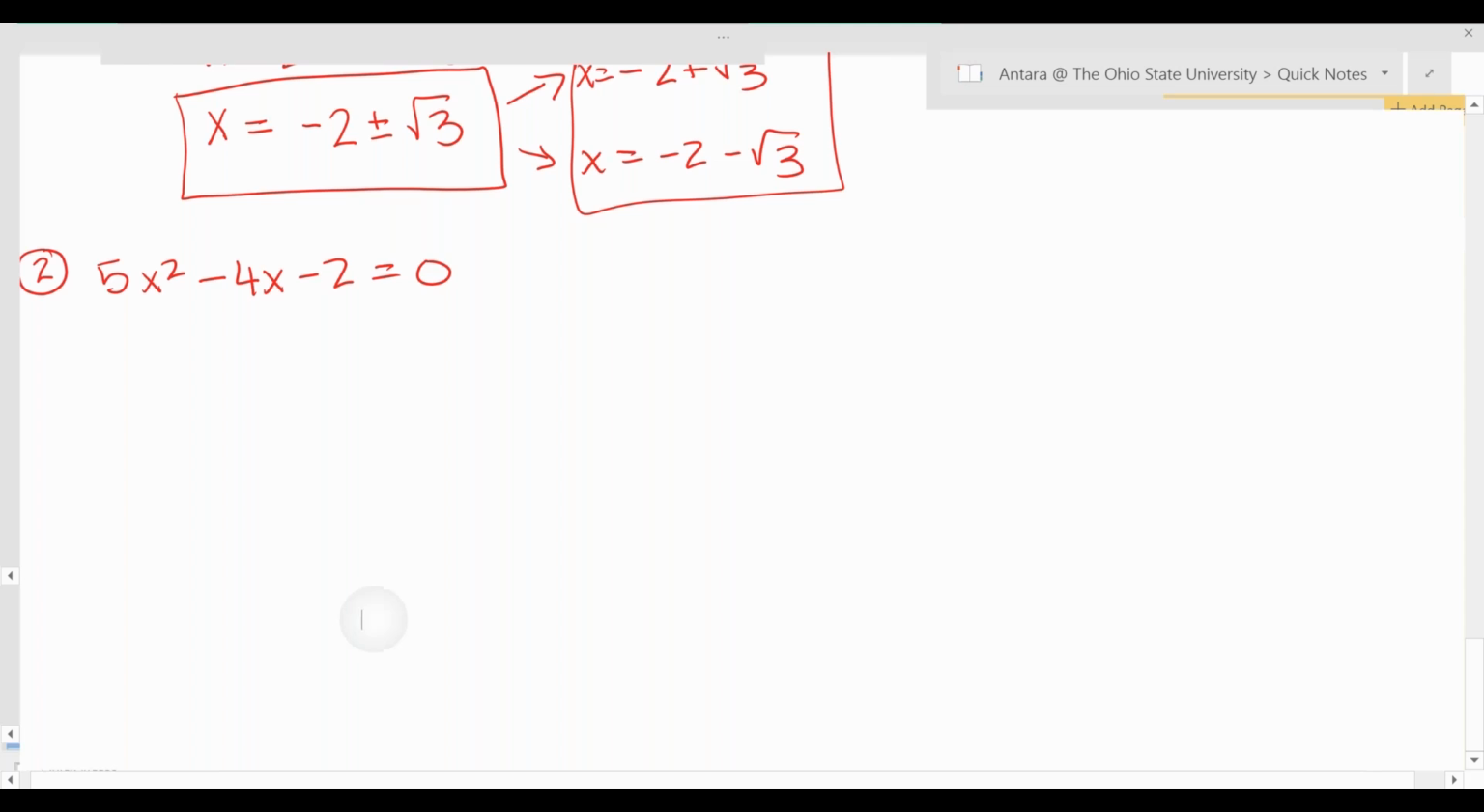When we divide by 5, that becomes x squared minus 4/5 x minus 2/5 equals 0. So basically we have this as the equation we're going to work with. And just like we did in the last example, we bring the constant over to the right side, and we put some spaces where we need to fill in for completing our square on the left side, and what we need to add to the right side to balance.